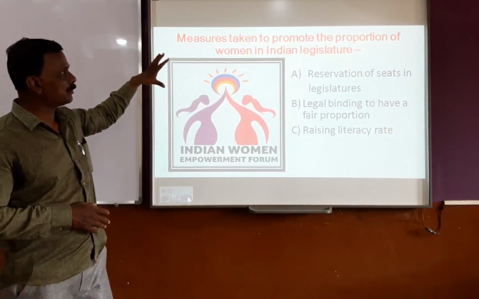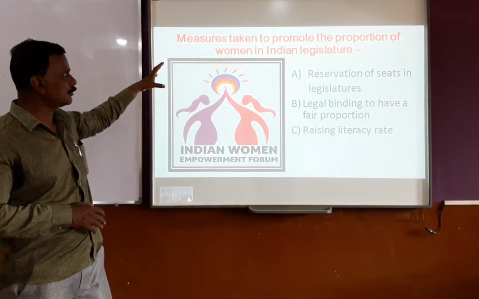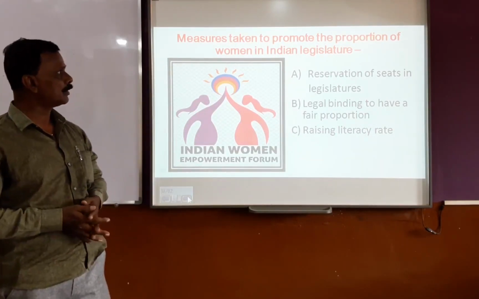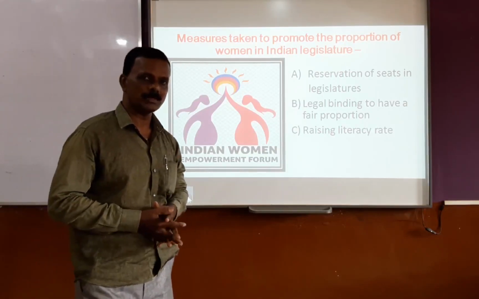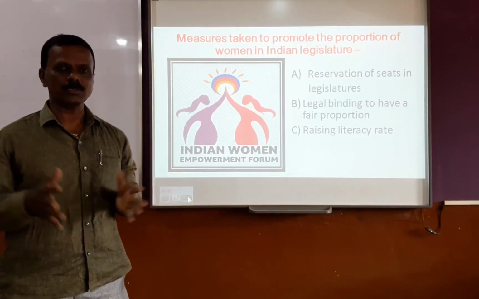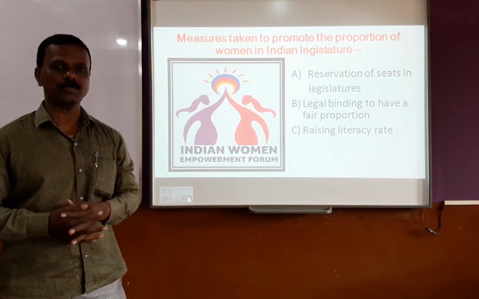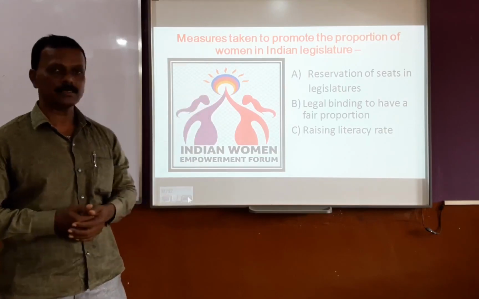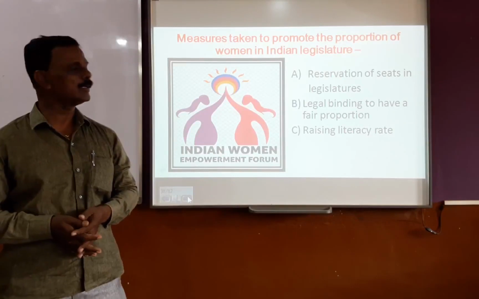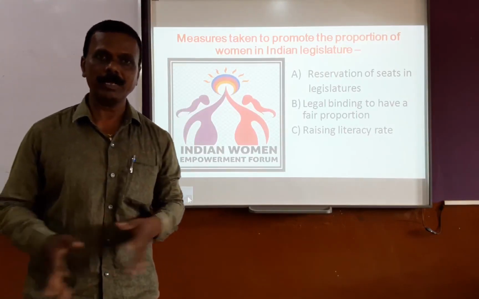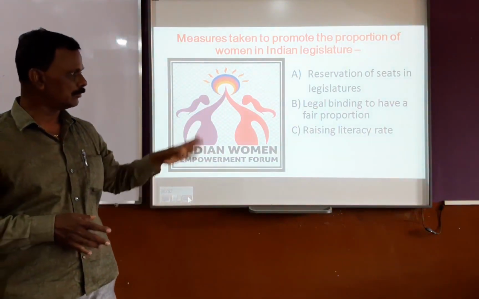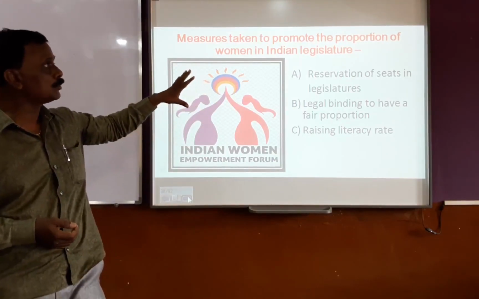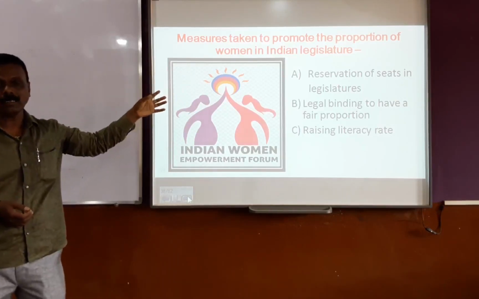Okay, coming to the next aspect. This is a very important aspect we are going to discuss: measures taken to promote the proportion of women in the Indian legislature. What measures have been taken to increase the proportion of women in the Indian legislature? The first one is the reservation of seats for women in the legislature. The second one is legal binding to have a fair proportion. And the third one is the rising literacy rate.